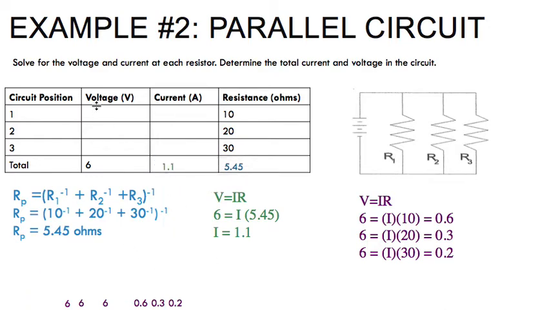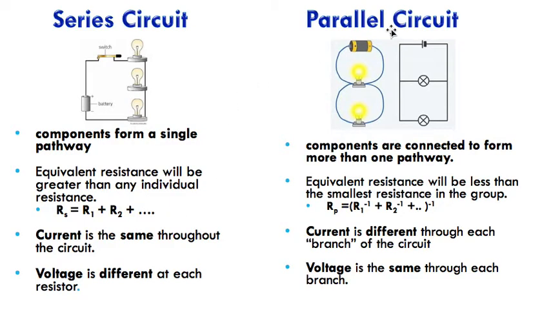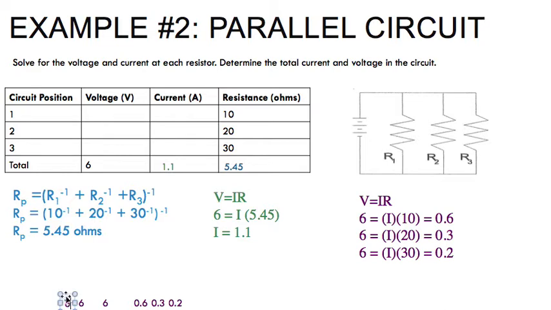From here, we want to say, okay, is our voltage the same or is our current the same? So going back to that previous slide, we know in a parallel circuit, our voltage is the same through each branch, right? So we want to put that 6 voltage is going to be the same. All right, and the last one. There we go. So that's the same, and now we can solve for the current at each resistor.